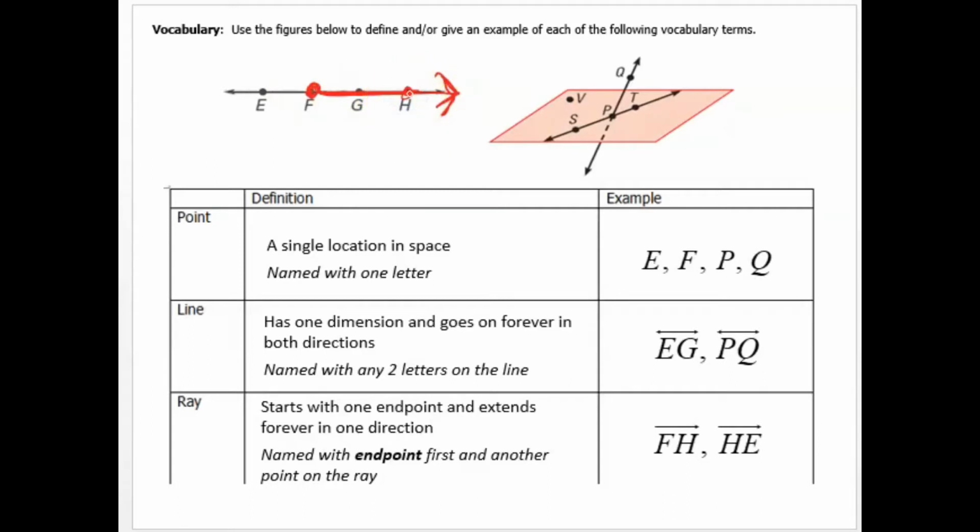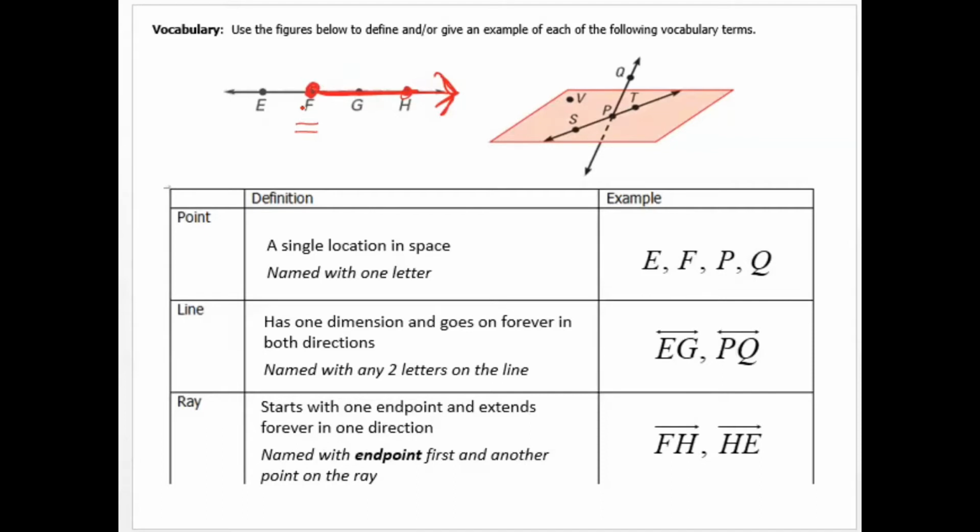So F to H would be the ray FH, or you could call it FG, and that would be the same ray. So the only thing that's really important when naming a specific ray is naming it with its endpoint. So its endpoint here is F, and then you can use any terminal point in the direction where it goes. So you could call it FH or FG.